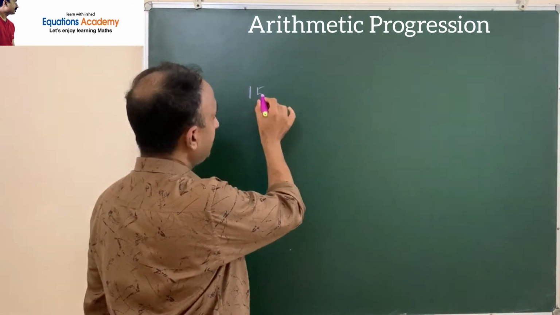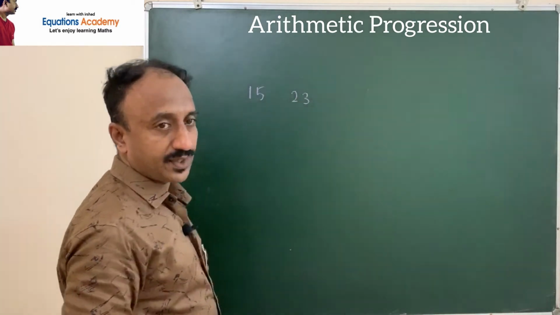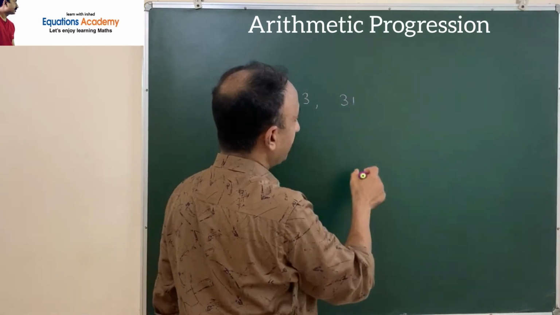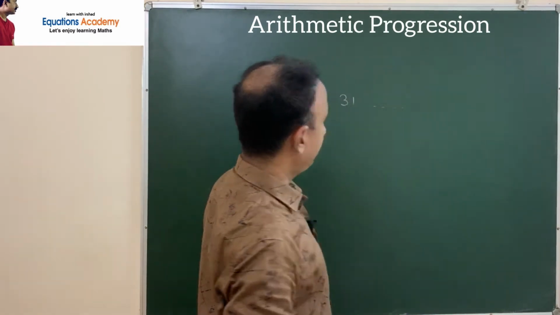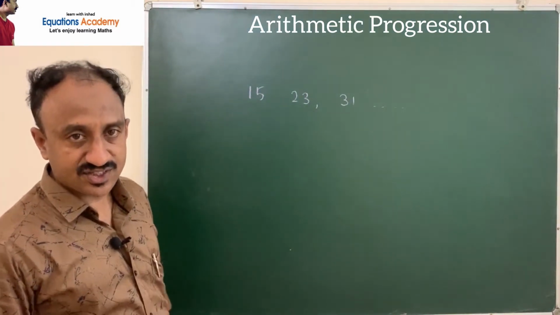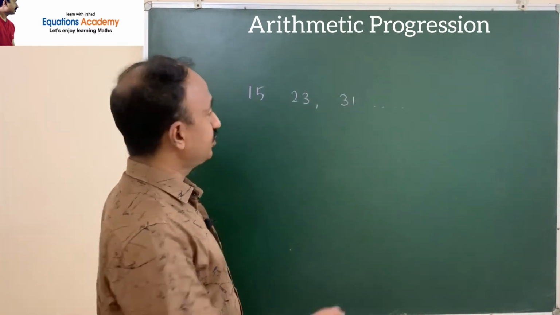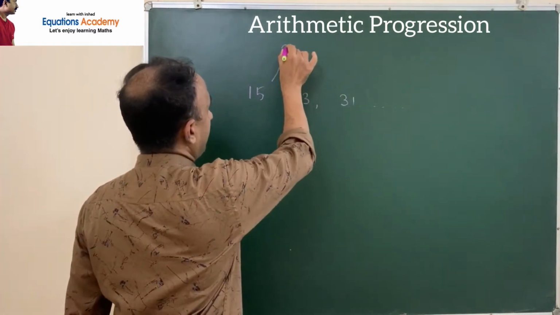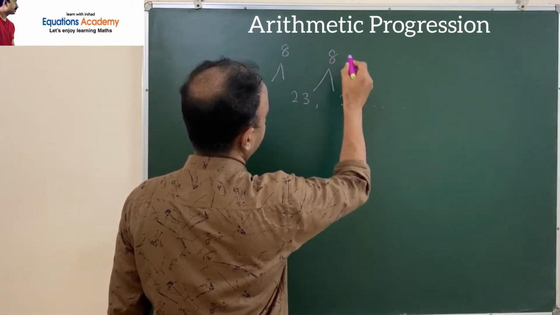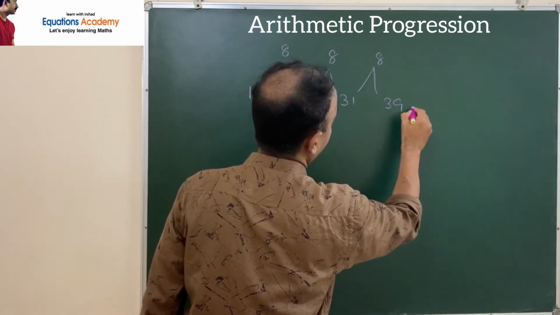So next will be 15 plus 8, that is 23. Again next will be 23 plus 8 is 31, and it goes that way. First is 15. It is given in the question. It says rupees 8 increase for each kilometer, so rupees 8 will be added. 15 plus 8 is 23. 23 plus 8 is 31. 31 plus 8 is 39.